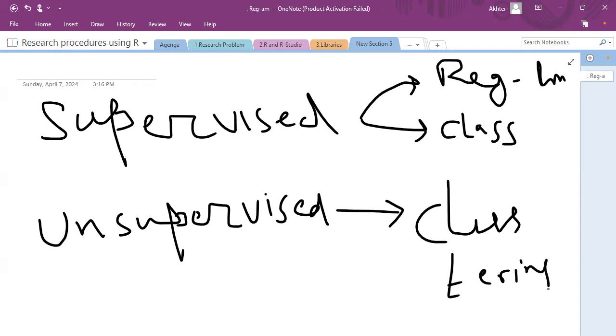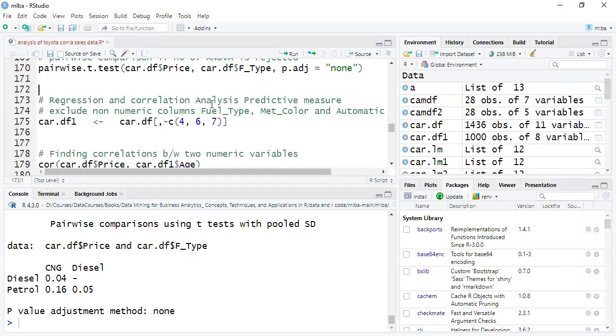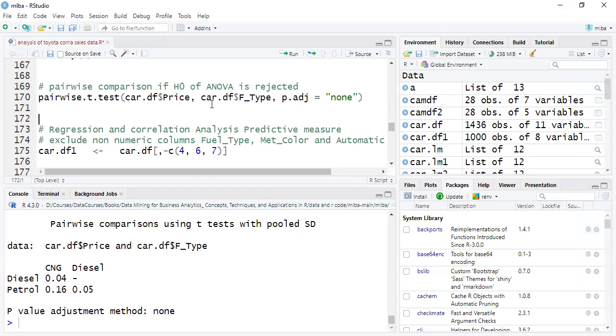I will not cover clustering and classification in this workshop, because due to the time constraint, we will limit the procedure to the regression model, which is done by linear model. Now moving towards RStudio, and regression models need scaled variables.